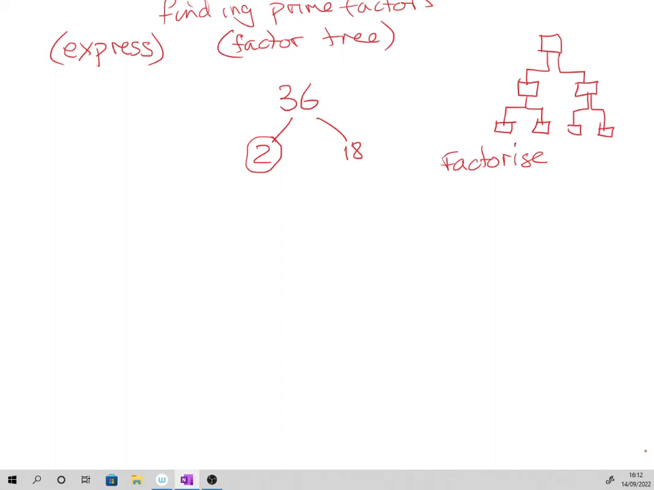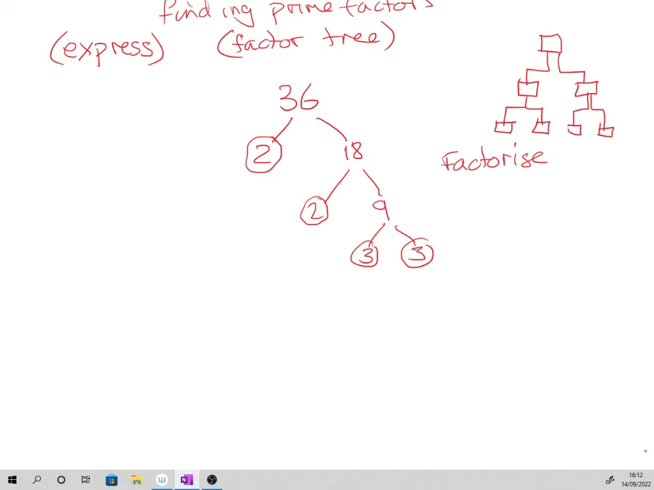We've factorized the 36 by going 2 times 18. Let's factorize the 18 by going 2 times 9. Now, there's another prime number. Ring it round. Now we can factorize the 9 by going 3 times 3. And 3 is a prime number, so ring round and we've finished.